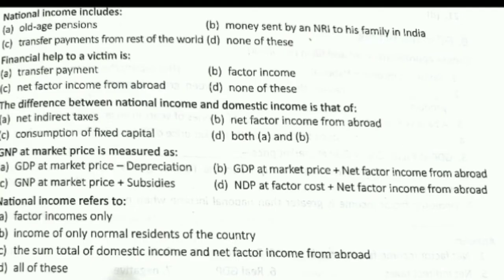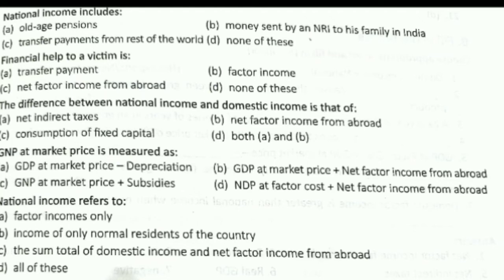Okay. Next question, national income includes: old age pension, money spent by an NRI to his family in India, transfer payment from the rest of the world, none of these. First option, old age pension. Old age pension is not a factor income. In the calculation of national income, we will consider only factor income. So old age pension is a transfer income, so it will not be considered.